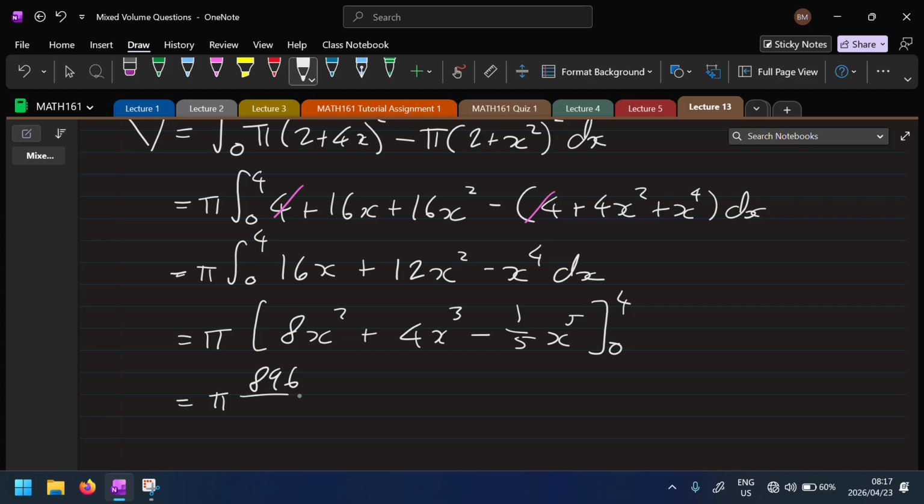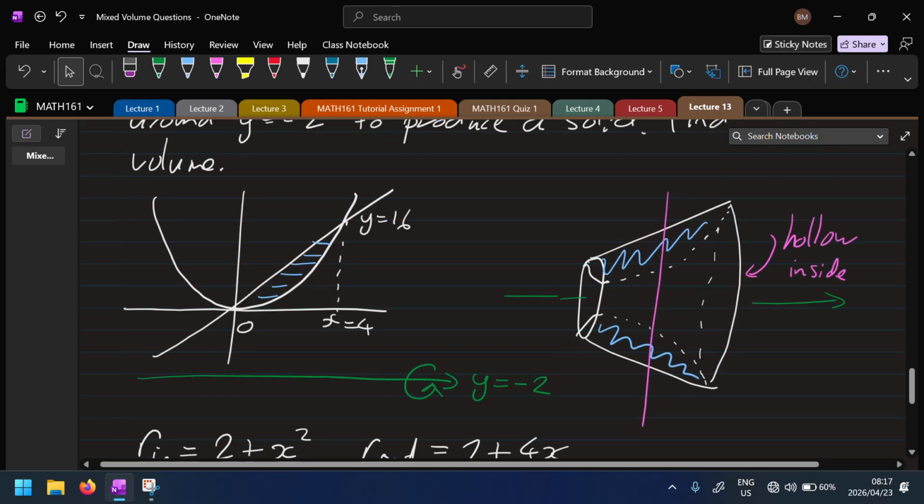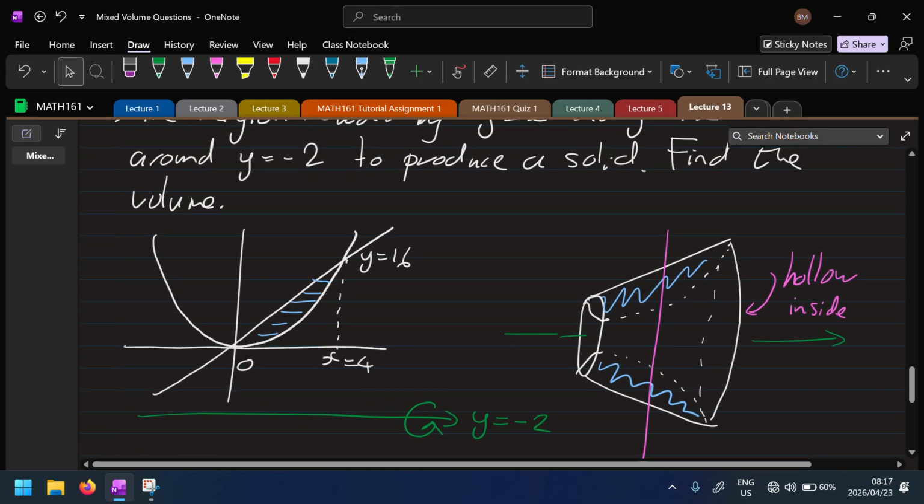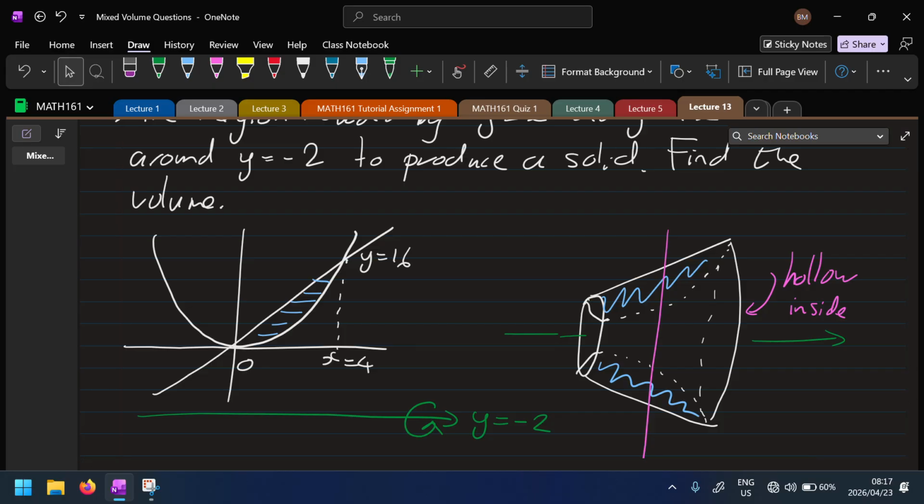Eight, 9, 6 over 5. Everyone agree? Okay. For homework, you're going to do the same thing here using the shell method. Remember, for the test, I'm not going to tell you what to do, but for the homework, I will.